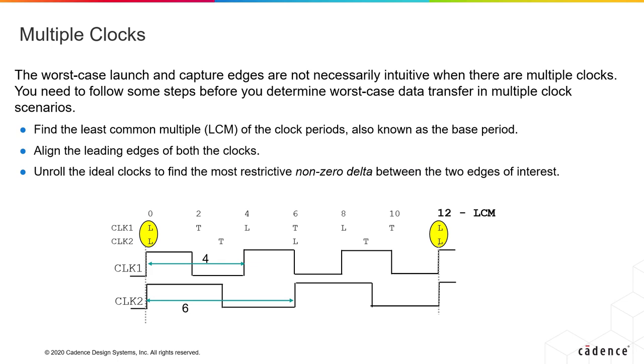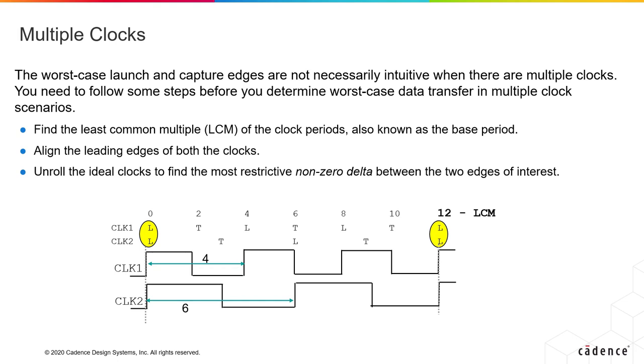When you have multiple clocks in the design and you have data transferring from one clock to another, the worst-case launch and capture edges are not intuitive. So, you'll need to follow certain steps to determine the worst-case data transfer. First, you need to determine the least common multiple of these clock periods. In the example shown, the clock periods are 4 and 6, and they have a least common multiple (LCM) of 12. Next, you align the leading edges.